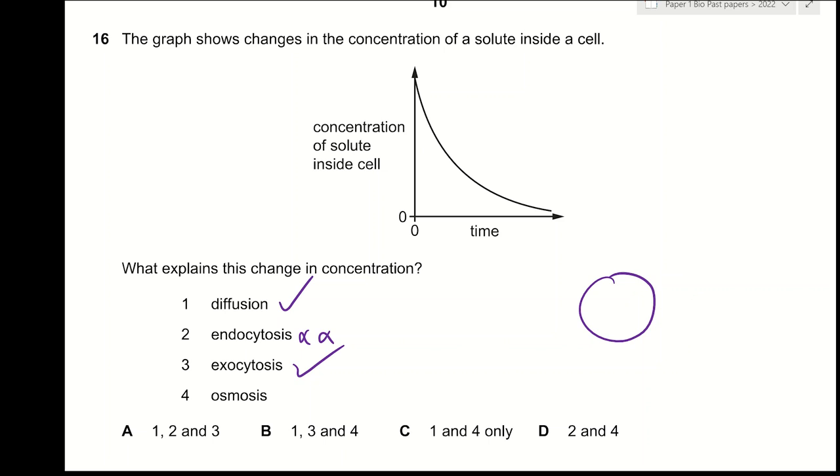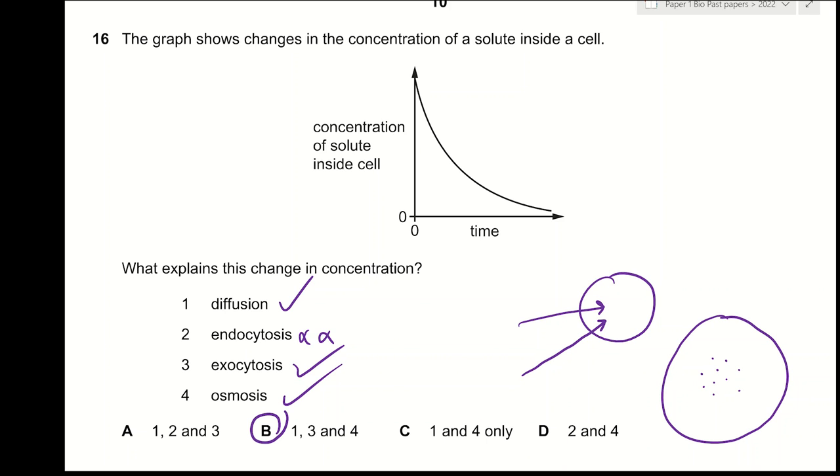Because if water enters the cell, this means that now there is a higher water potential inside the cell. If there is more water inside the cell, this means that the solute concentration will start decreasing because there is a higher water potential. Therefore, this is correct. And the answer is going to be B.